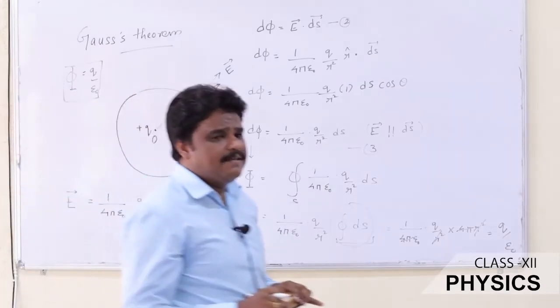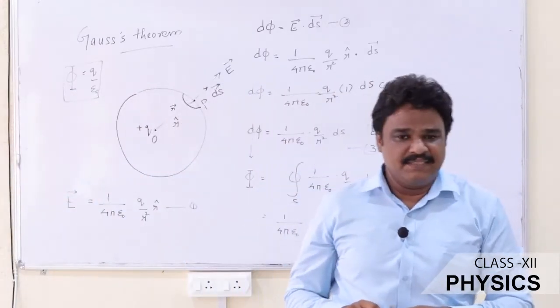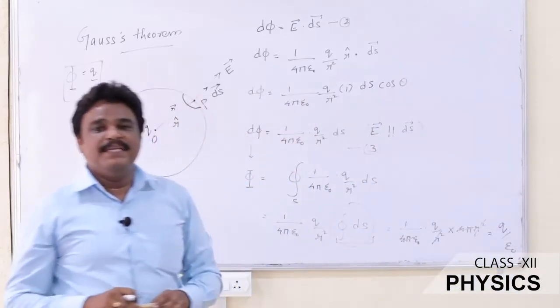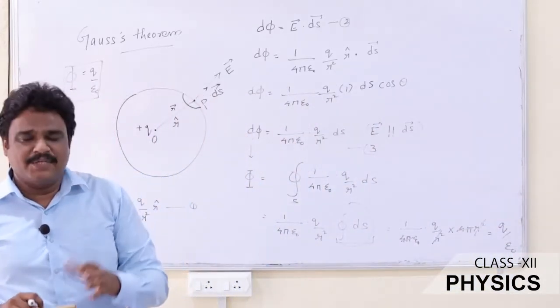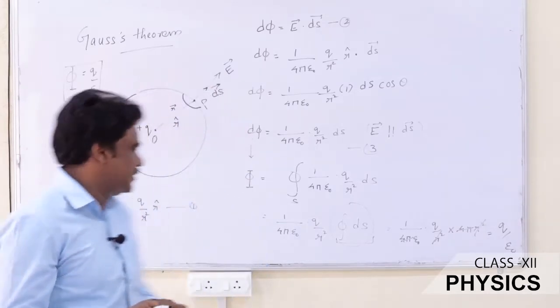In fact, Gauss theorem can be proved for any surface. For simplicity, we assume a sphere, but it can be proved for any surface.